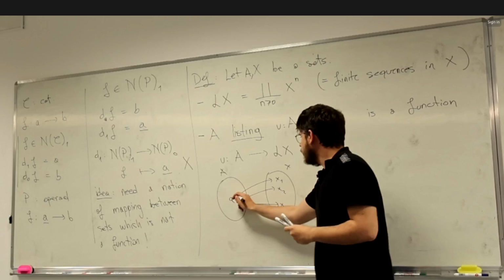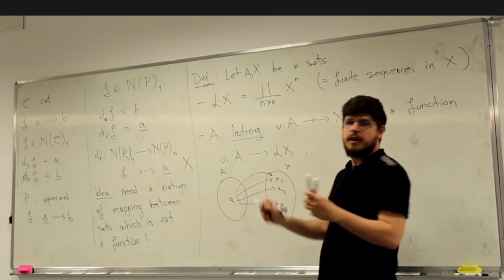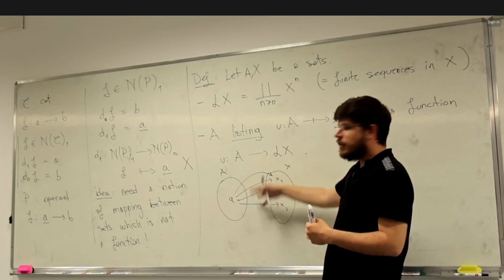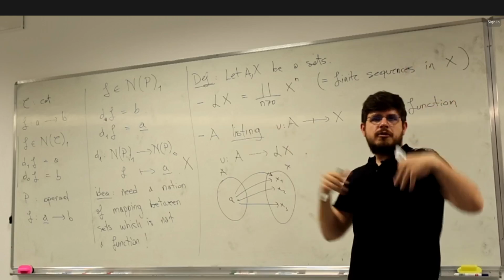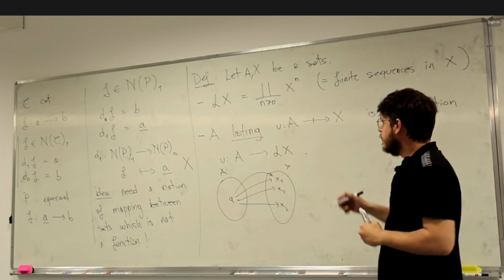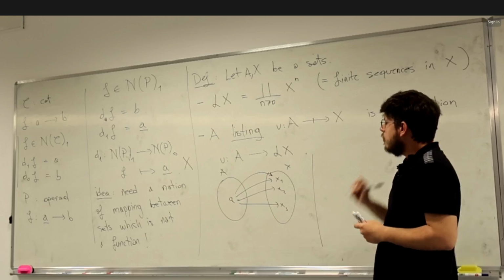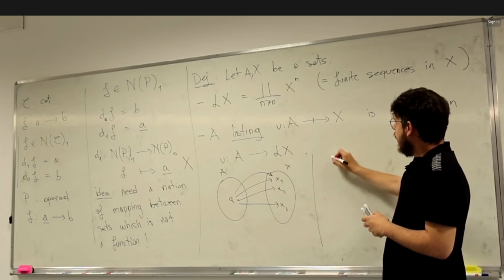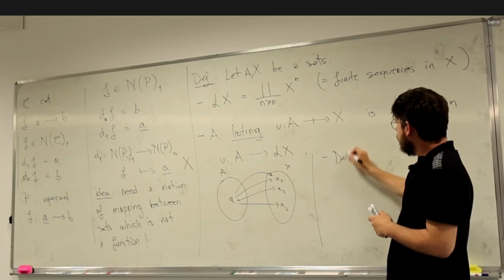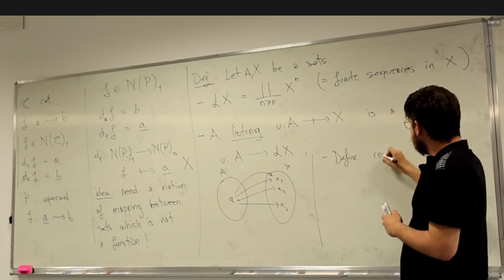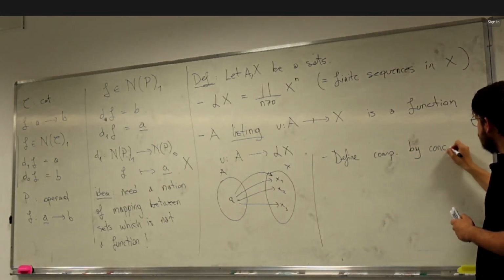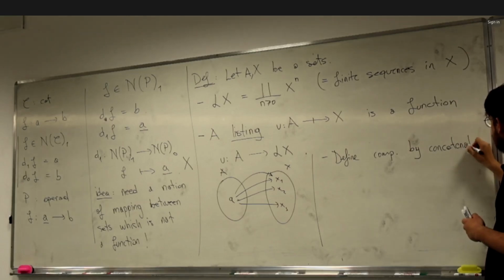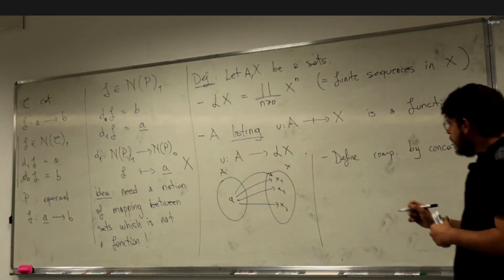Yeah. So you could have things like this. And there is also an ordering of these, but the main idea is a multi-valued sort of thing. Okay. And so we define composition, I will just say by concatenation, and just briefly explain what I mean.